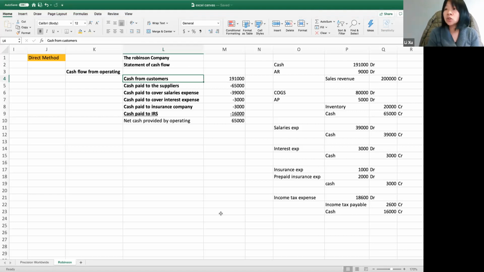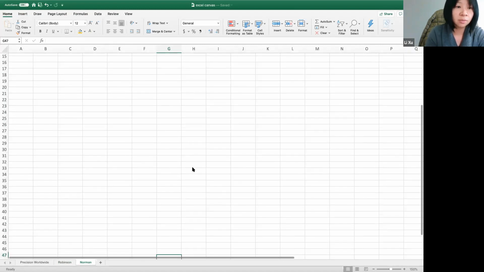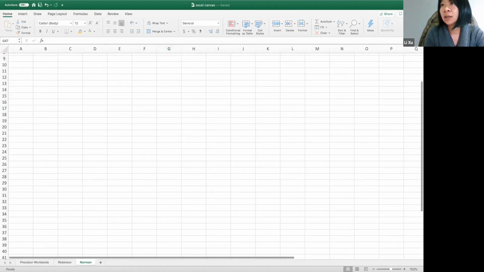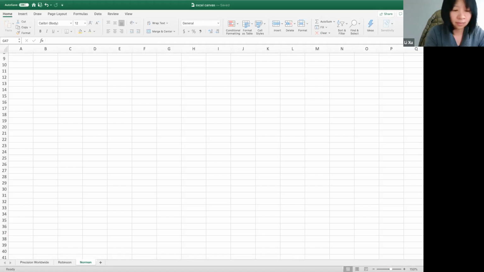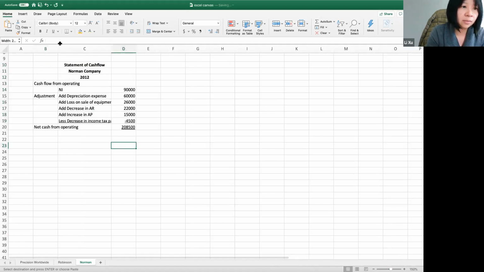If you have no questions, let's do one more question together, okay? Remember the Norman question we did last class. I wanted to do the same thing again, but this time using the direct method, okay? So, the Norman question. This is also in the study notes. I forgot which page it is, but it should be easy to find. This is what we did last time using the indirect method, okay?